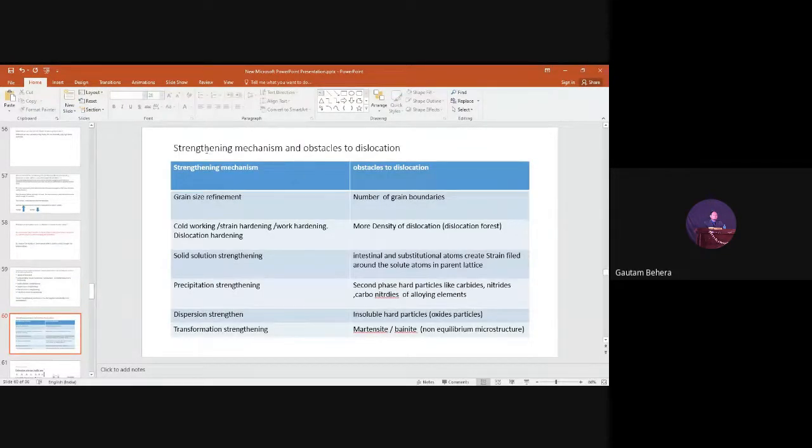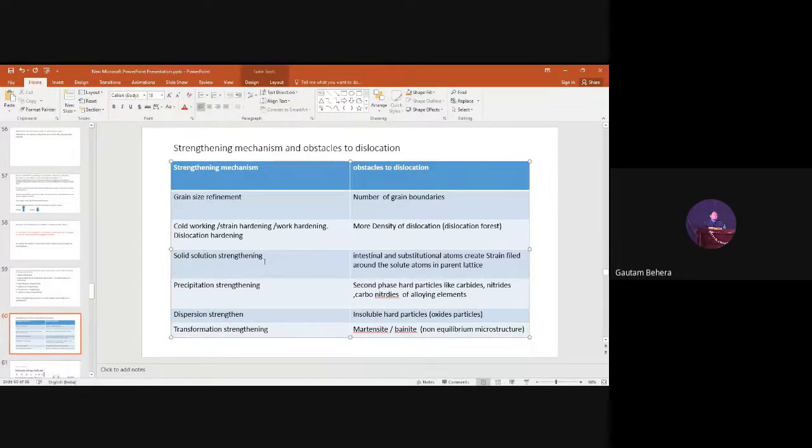Okay, here I have written strengthening mechanisms and obstacles to dislocations. So these are the strengthening mechanisms we have, and these are the obstacles to dislocations. In grain size refinement, the obstacles are the grain boundaries, right? That means the more grain boundaries, the more the strengthening. Similarly, cold working, strain hardening, work hardening, dislocation strengthening. Here the obstacle to dislocations is the higher density of dislocations, or the dislocation forest.